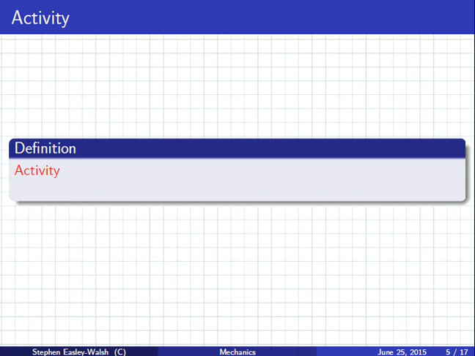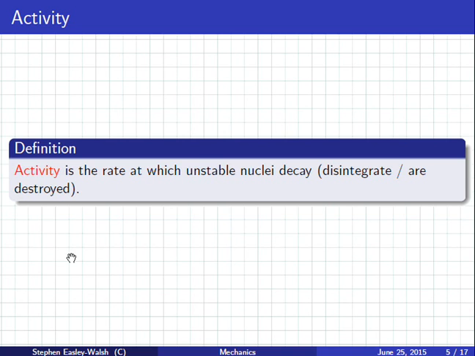So, just like in physics, chemistry, or biology, when you want to measure something, you need to say exactly what you're measuring and what units you're using. So we're going to use something called activity. Activity is the rate at which unstable nuclei decay. So in other words, it's how quickly our atoms disappear.